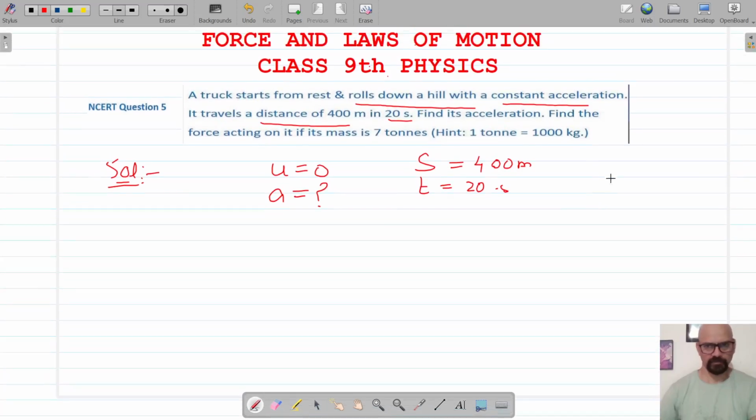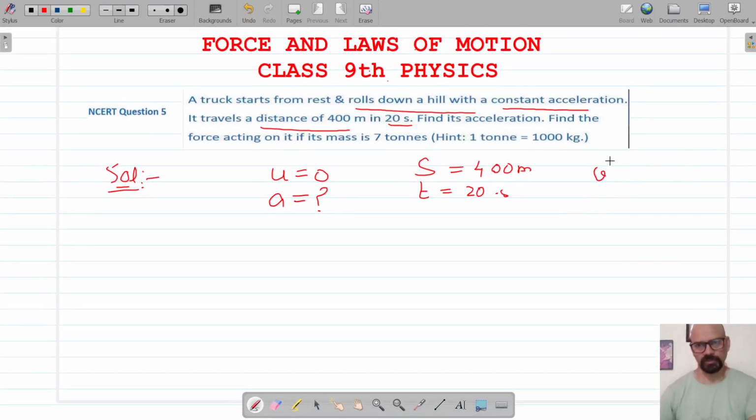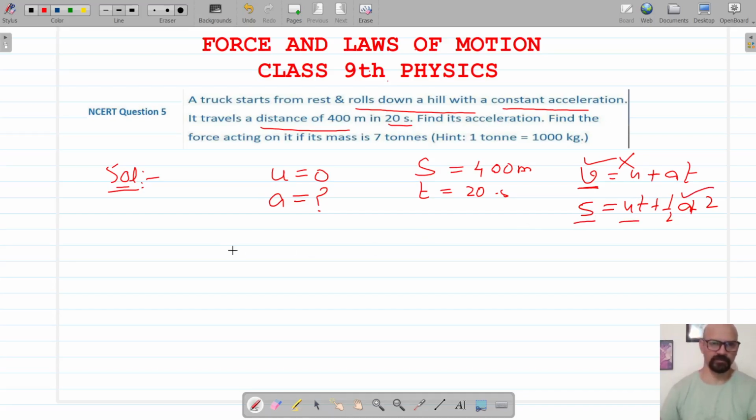And to find the acceleration, we are going to use the equations of motion. The first one is v is equal to u plus at. We are not going to use this because the final velocity is unknown. Let's come on to the second one, that is s is equal to ut plus half at square. We can use this because distance is known, initial velocity is known, and time is known. We can easily find out acceleration from here.